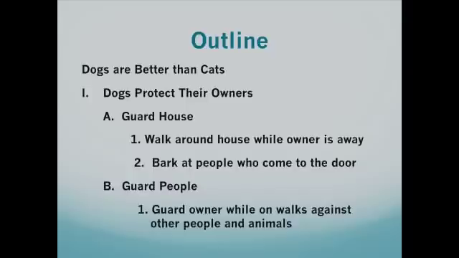You've seen these outlines where we have 1, dogs protect their owners, A, they guard the house, they walk around the house while the owner's away, they bark at people who come to the door, B, they guard people, they guard the owner while the owner takes them on walks against other people and animals. So that's a very typical outline that you may see, and that's really important, especially if you're writing a longer paper. I think it's a really good idea to use this method, but for shorter essays, we're going to look at some other things that may work better for you.